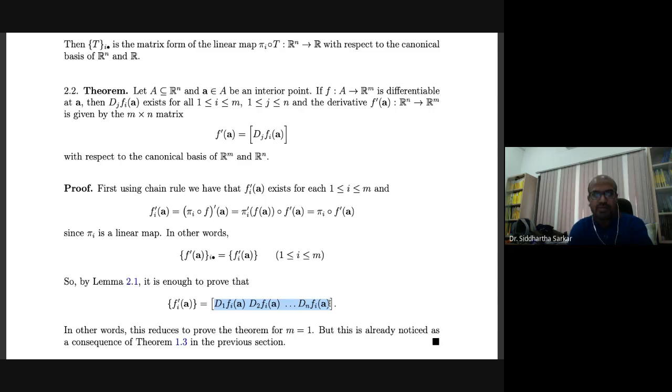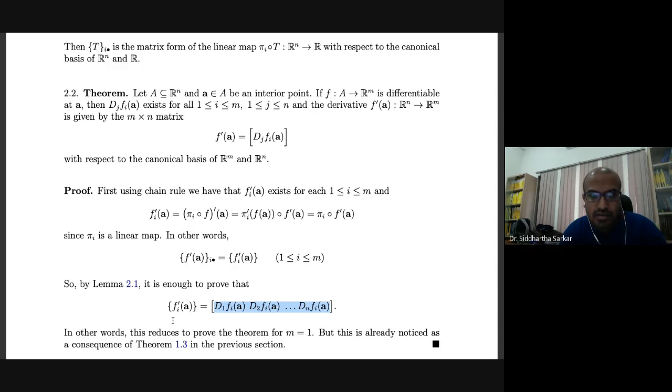So this is what I'm going to prove. But somehow this tells me that this reduces the entire thing to m equal to 1. So how do I see this?